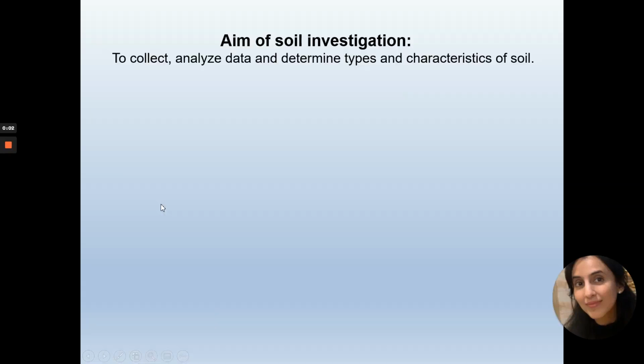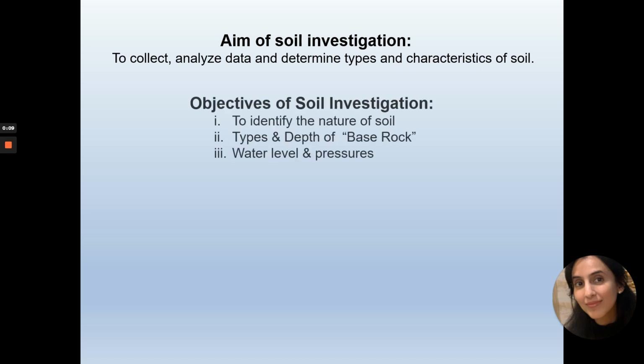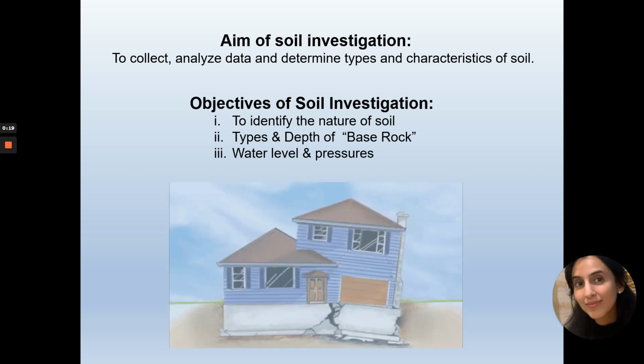Soil investigation. The aim of soil investigation is to collect and analyze data, and determine the types and characteristics of soil. The objectives of soil investigation are to identify the nature of the soil, to identify the types and depth of the base rock or hard strata, and to identify the water levels and pressures.